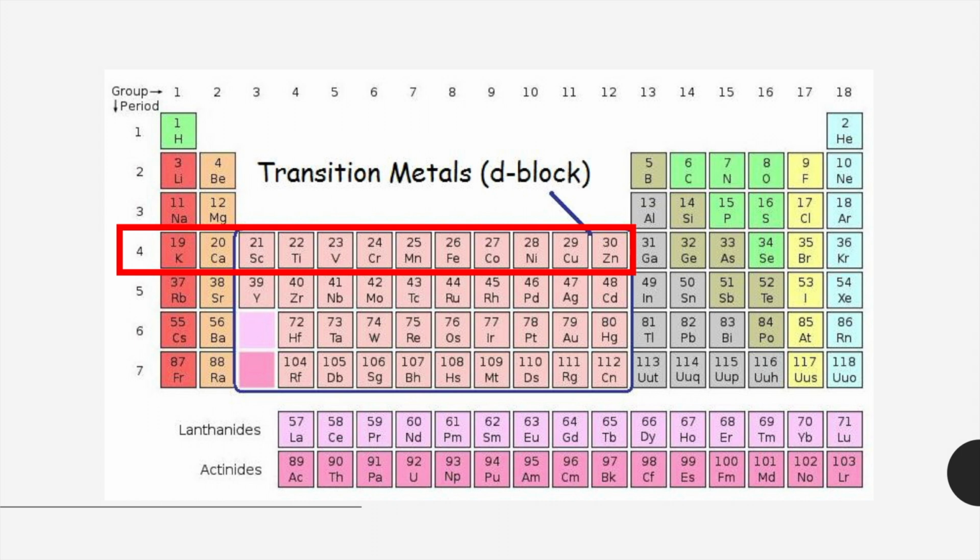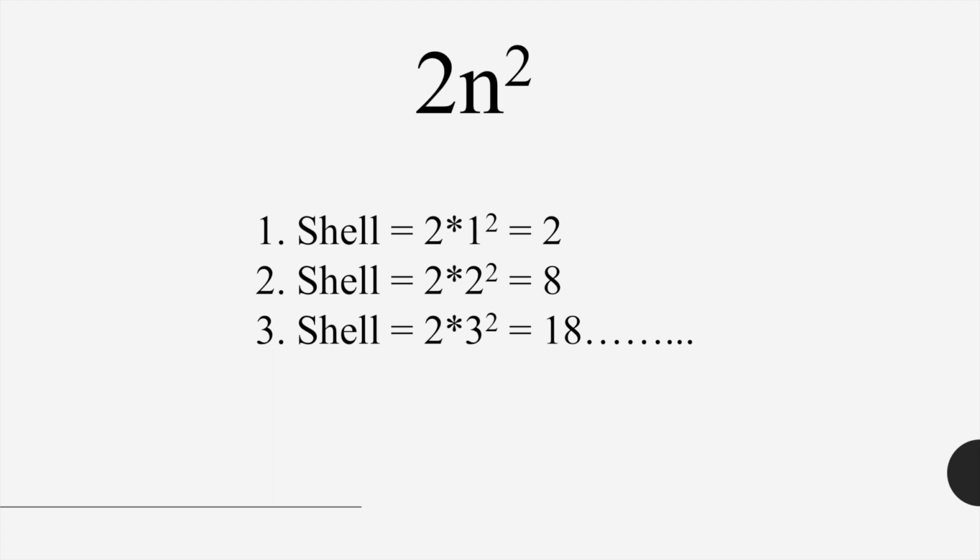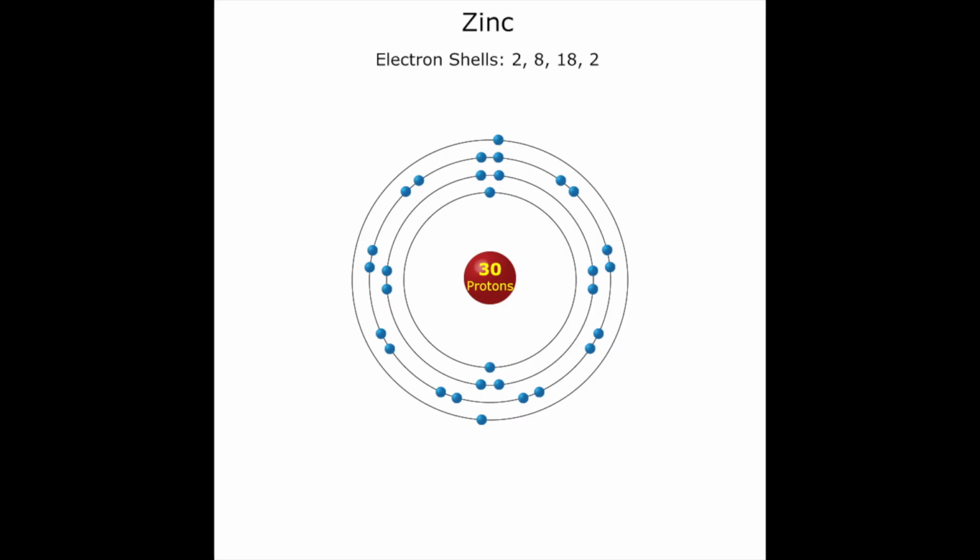By using the formula 2 times n to the power of 2, where n is the shell number, we can calculate how many electrons there can be in each shell. In the first shell, there can be a total of 2 electrons. In the second shell, there can be 8 electrons. In the third shell, there can be 18 electrons, and so on. In this shell model of zinc, you can see that it has 30 protons, 30 electrons, and it has 2 electrons in its first shell, 8 in its second shell, 18 in its third shell, and 2 in its outer shell, just as we calculated before.